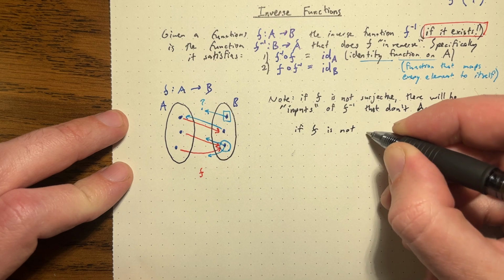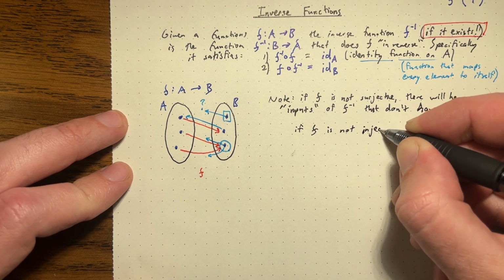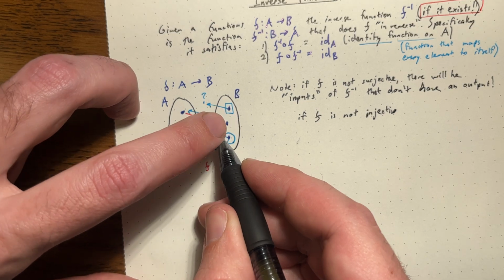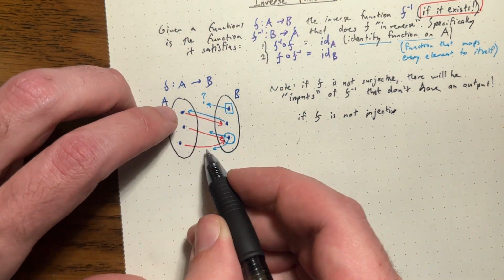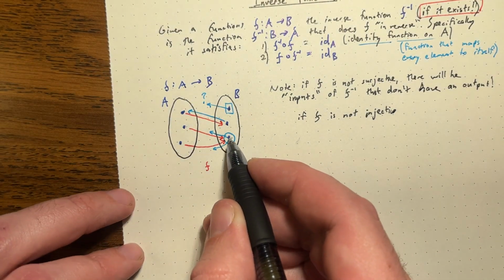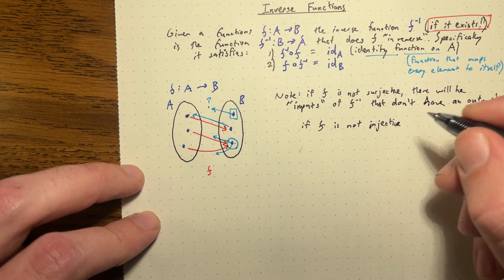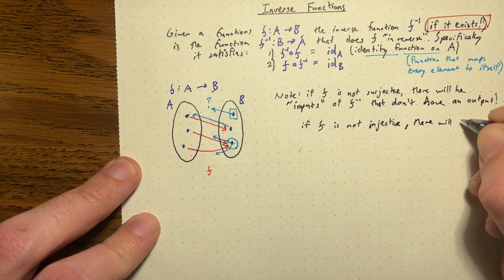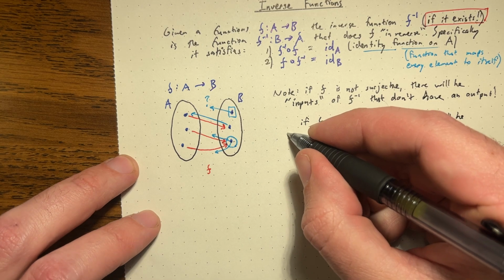And so the issue there is if f is not injective. See, we had two things coming into that one element. And so in order to reverse the arrows, there's some ambiguity now. Like we don't know where to send this dot back to. So if f is not injective, what would the problem be? Well, then there will be inputs.